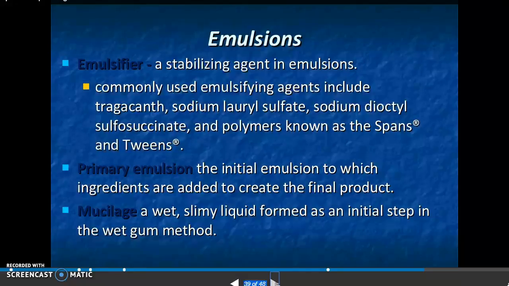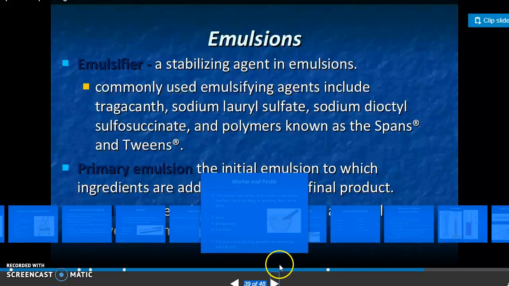Not only the emulsifier, but you have the prior emulsion, the initial emulsion to which the ingredient is added to create the final product. And sometimes you have at the initial state something called mucilage. And this is a wet, slimy liquid form at the initial state in a wet gum method.